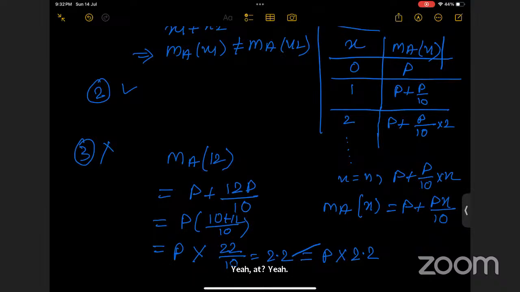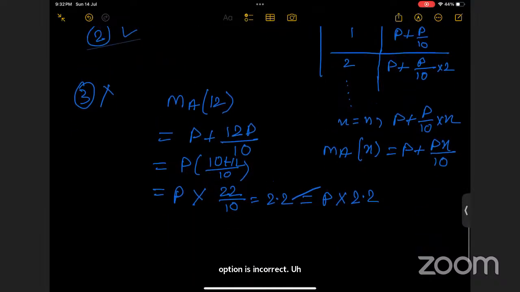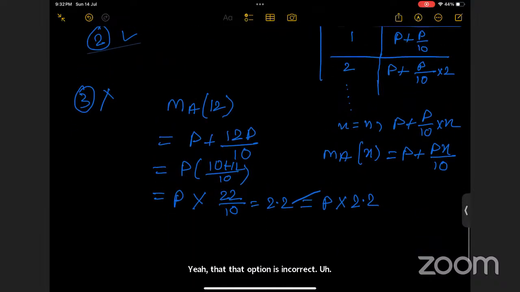Now understood. Now you can check the other options, right? The fourth option is also incorrect. No, here it's saying the fourth is correct. I'm confused. Why is the fourth correct?